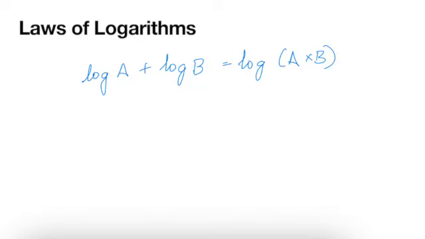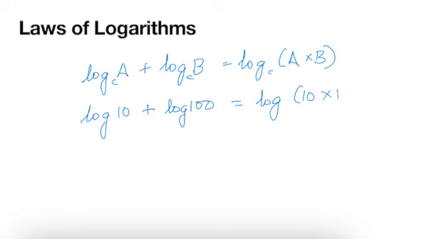into B. Okay, this can be to any base C. Suppose we have something like, I'll take very simple examples, like log 10 plus log 100. This logarithmic law says this will be equal to log 10 into 100.